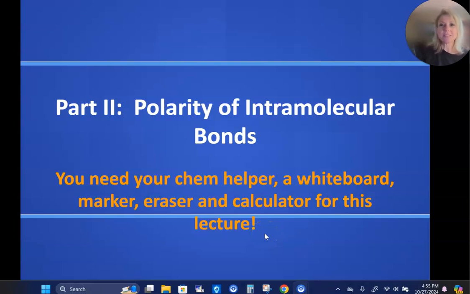Hello, chemistry students. This is part two of our polarity and bonding slide deck, and we are talking today about the polarity of intramolecular bonds. But before we start, put this on pause, get your chem helper, a whiteboard, a marker, an eraser, and you may even want a calculator for this lecture.